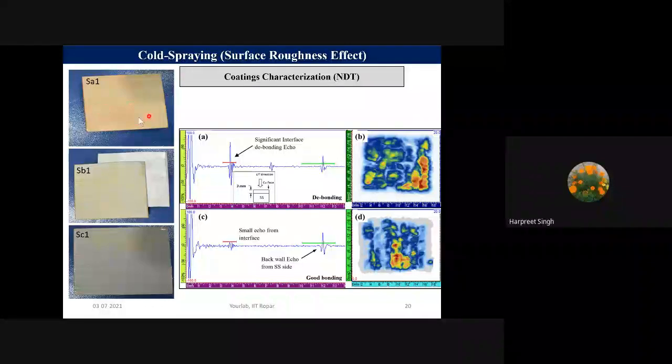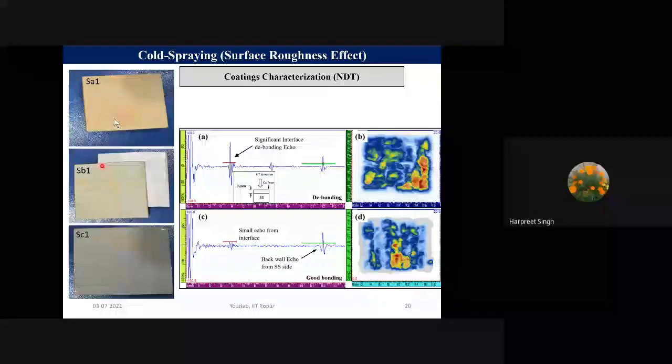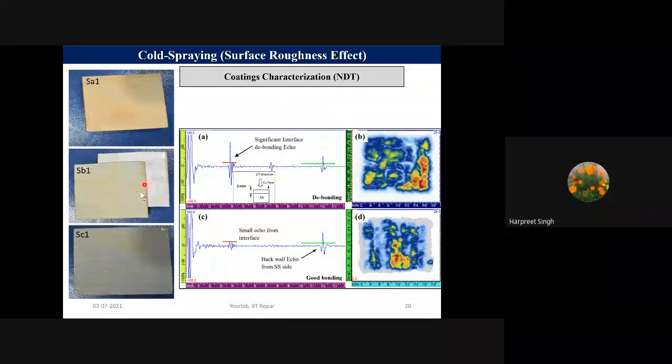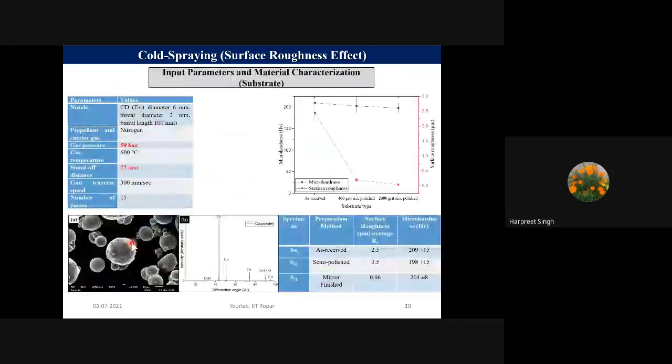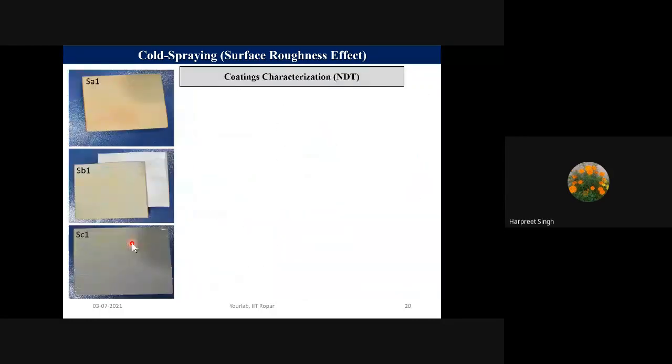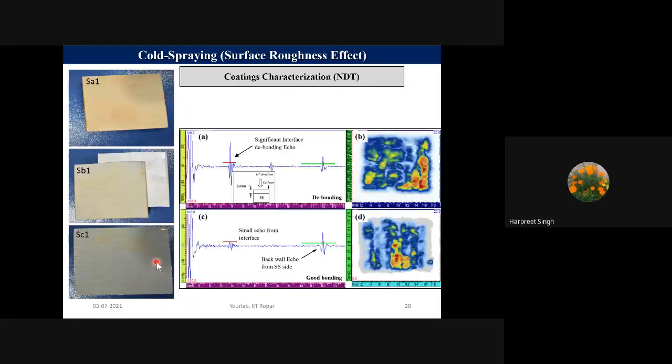So this first one is the roughest surface among these three. This was a medium, and this was a mirror, or this is not a mirror, I would say. Yeah, it's a mirror polish. Okay, so it's very nicely polished. So this sample is polished.